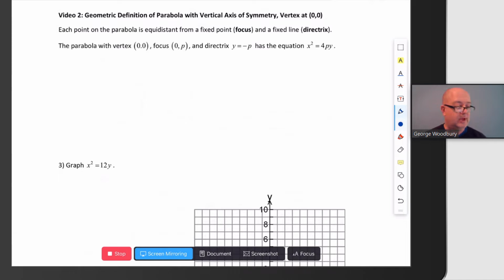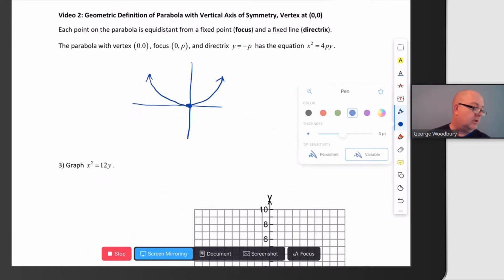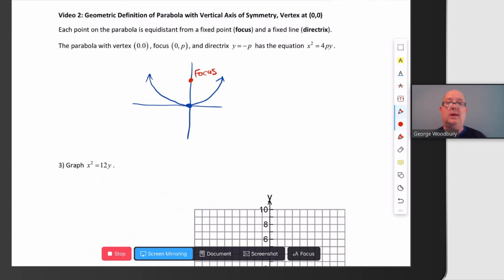And so for a parabola, I'm going to sketch a graph of one that opens upward that has its vertex at the origin. So if we've got the vertex at the origin, we're going to have some kind of shape like this. There is a point in the direction that it opens from the vertex, so maybe somewhere up here, that's called the focus. And an equal distance below that vertex is a line called the directrix.